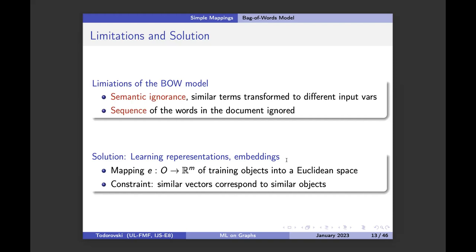So it cannot realize that some of the terms in the dictionary might be very similar. You can have two terms which mean the same thing, and you wouldn't even realize, because they're just separate variables, separate words, in your representation of the training objects. And the other thing which I already explained is that the sequence of words is being ignored. That's even worse, okay? So you're not even aware with this mapping what the sequence of words originally was, and this wasn't taken into account when calculating the mapping.